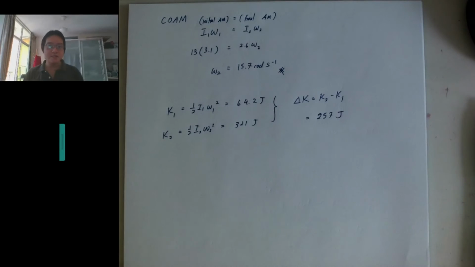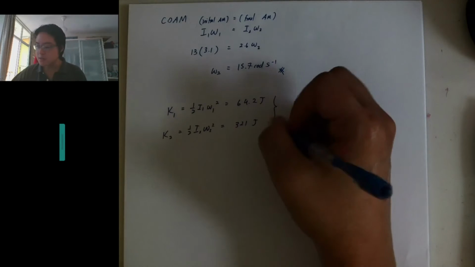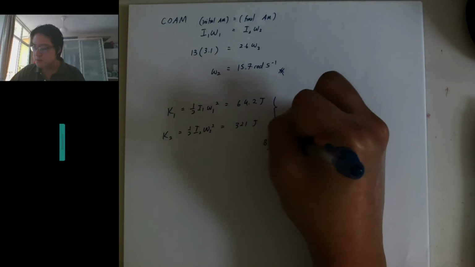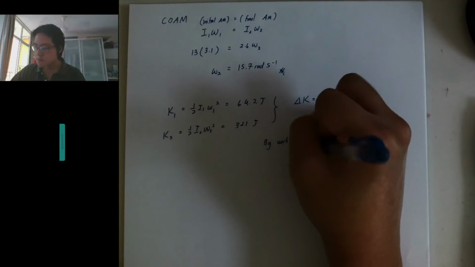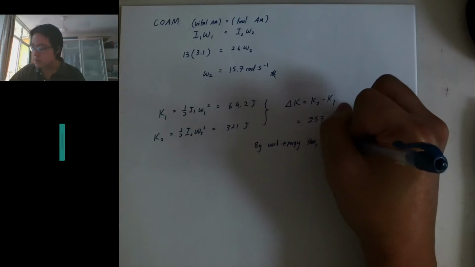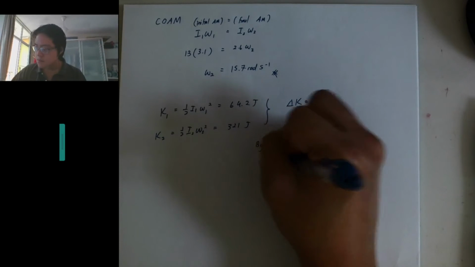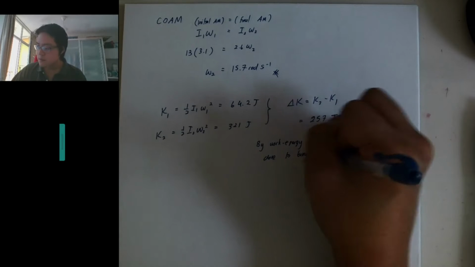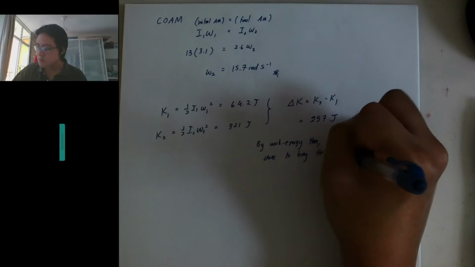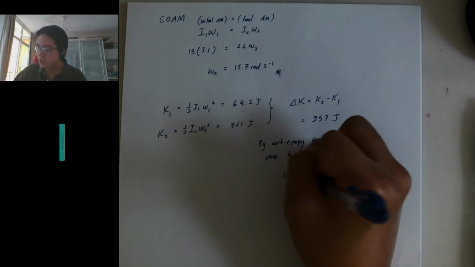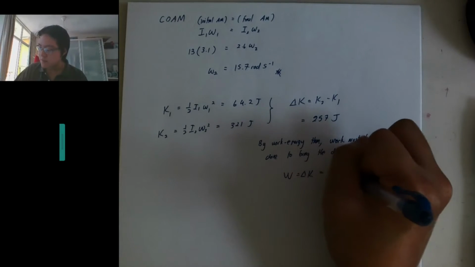So kinetic energy is not conserved here, it increased during this process. And the reason why it increased is because there's a change in kinetic energy. So by the work energy theorem, work must be done to bring the dumbbells close. So W is the change in KE, which is 257 joules.